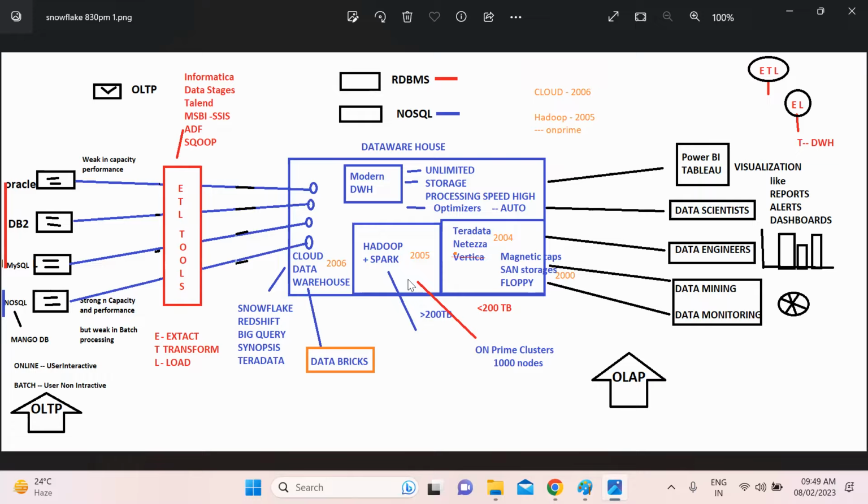And one more important thing: databases won't support MPP architecture, whereas a data warehouse supports MPP architecture. What is MPP? Massive parallel processing. At a time, multiple processes are involved and process your data. It won't be supported by a database, whereas a data warehouse supports it.